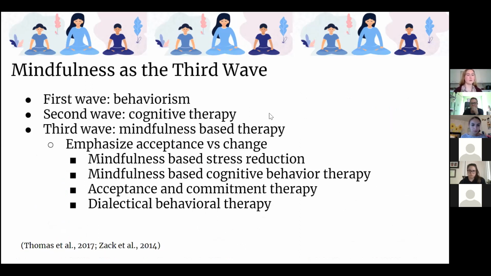So like I said before, mindfulness is considered to be in the third wave of psychological intervention theory. And in occupational therapy, the two main mindfulness theories that make their way into our interventions are mindfulness-based stress reduction and mindfulness-based cognitive behavior therapy. Dialectical behavioral therapy and acceptance and commitment therapy are more commonly used with adults.